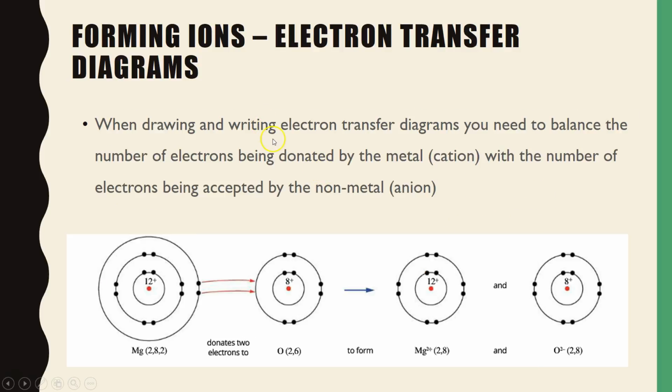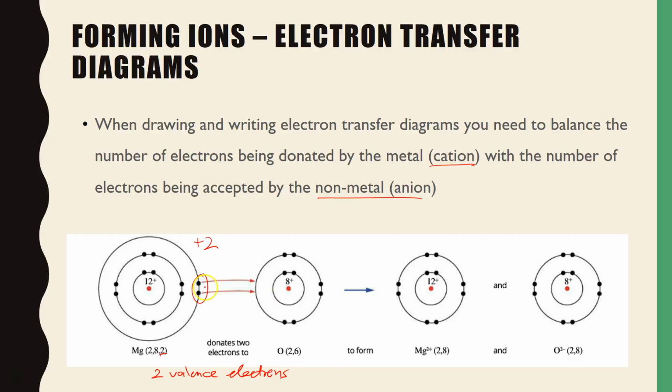When we draw these electron transfer diagrams, you need to have a balanced number of electrons being donated by the metal cation and accepted by the non-metal anion. For example, let's try magnesium and oxygen. Magnesium has 2 in its outer shell, which means it's got 2 valence electrons, which means it'll want to lose those because it has less than 4 electrons in its outer shell. So it'll become a +2 charge when it loses those 2 electrons.